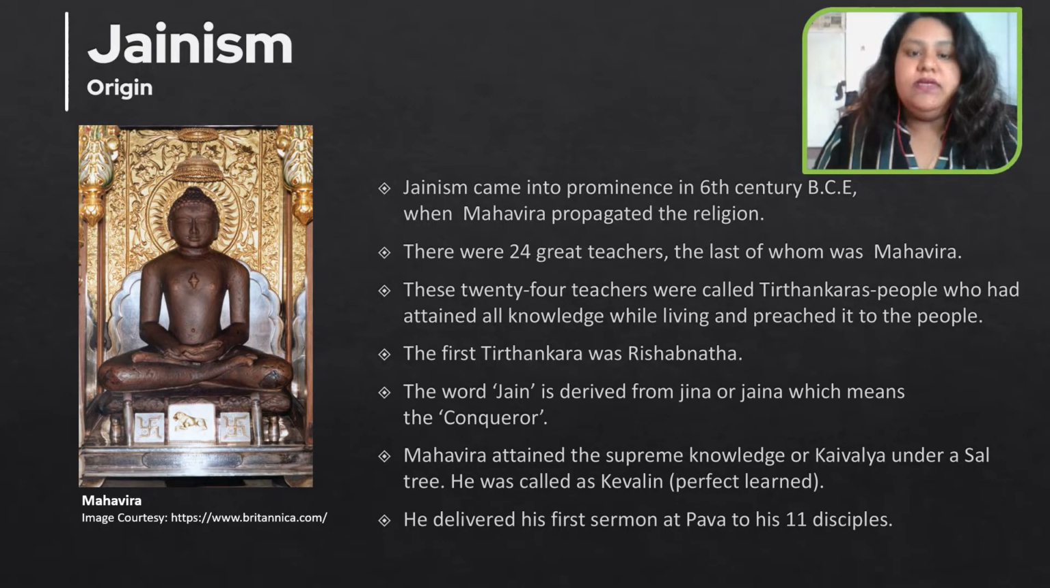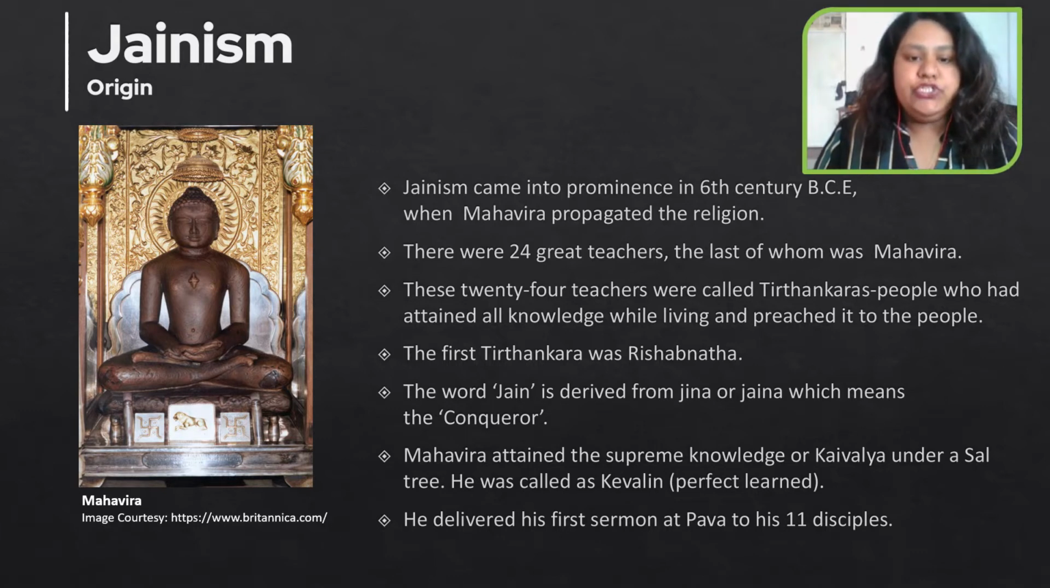So Jainism, as I said, came into prominence around the 6th century BCE along with Buddhism, the Ajivika sect, and also the Charvaka sect. Buddhism was propagated by Buddha and Jainism was propagated by Mahavira. There are 24 great teachers and the last was Mahavira. These 24 teachers are called Tirthankaras, the people who attained all the knowledge while living and preached it to the people. The first Tirthankara is said to be Rishabhanatha.